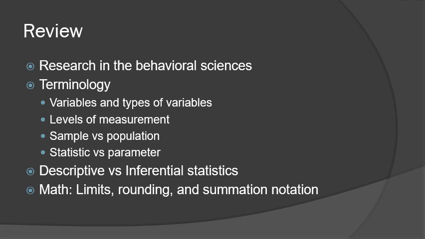So just in review, we looked at research in the behavioral sciences, we looked at some basic terminology for stuff you're going to expect to have this semester, we looked at descriptive versus inferential statistics and how that's going to play out this semester, and then we finished with some math stuff that should aid you in doing the math that we're doing. I put in the summation notation because just about every statistical test we're going to use is going to use that summation notation. That's why we cover it here.